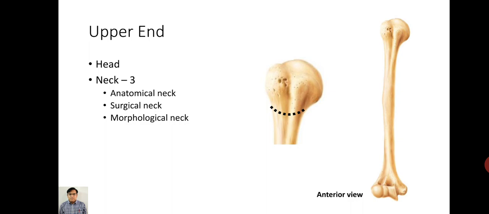This is surgical neck, which separates the upper end from the shaft, and this is morphological neck, which passes through greater and lesser tubercle, and it is present in between anatomical neck and surgical neck.